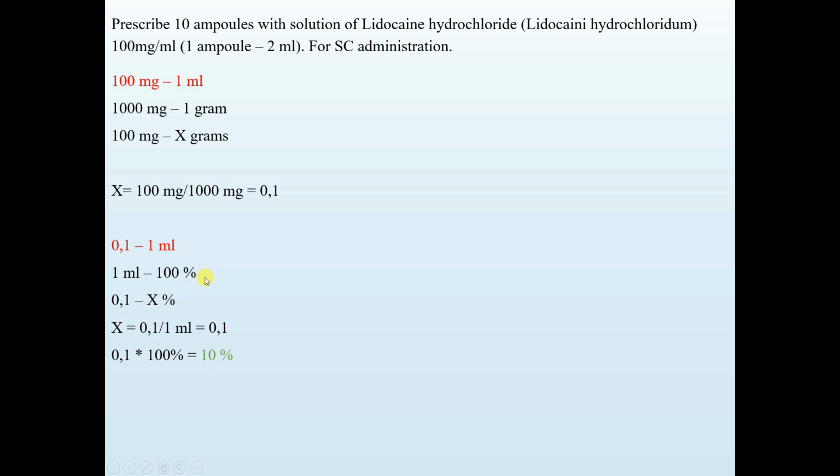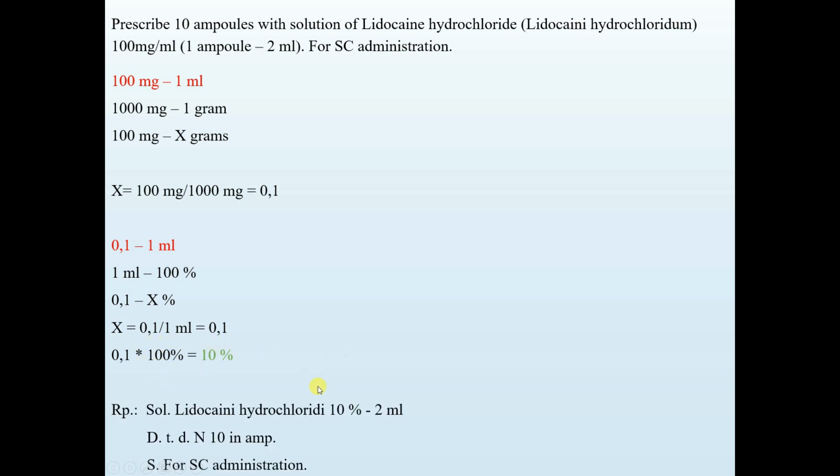So the next step is to find the concentration. 1 milliliter is our total amount, so it is 100%. 0,1 is x. X will be 0,1 divided by 1 milliliter, which will remain 0,1, and multiplied by 100%. So the answer is 10%. And the example. Just be careful that in here we are talking about 2 milliliters, 1 ampoule, so you write in here 2 milliliters.